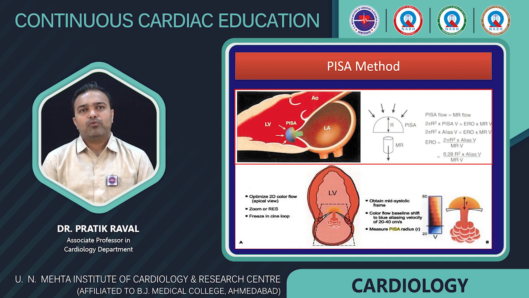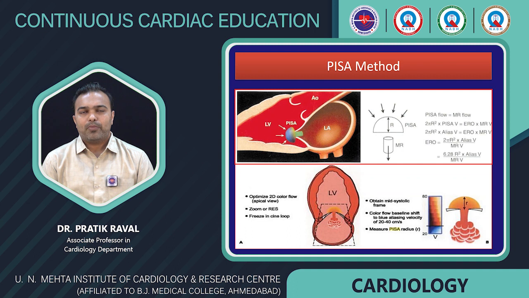As the blood flow converges towards the regurgitant orifice, it produces small hemispheric shells of increasing velocity and decreasing surface area. So color flow mapping offers us the ability to image one of these hemispheres during the aliasing phenomenon. According to this principle, the PISA flow should be equal to the MR flow through the ERO. And with the help of these mathematical formulas, we can calculate the ERO area.